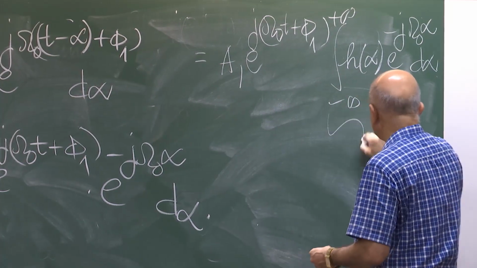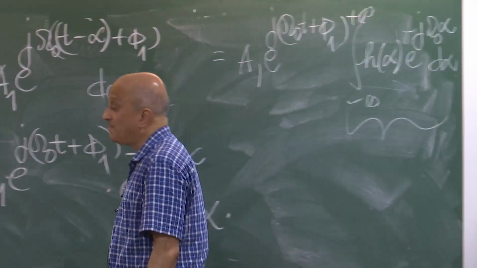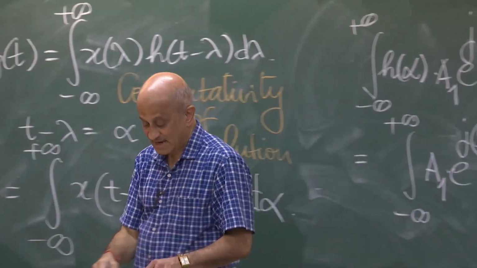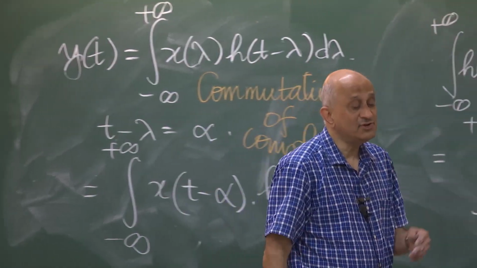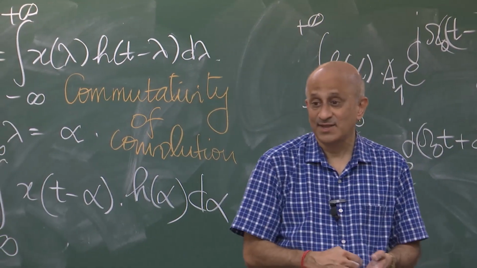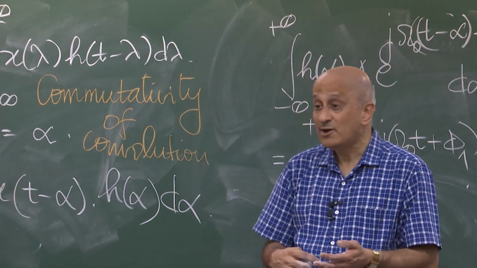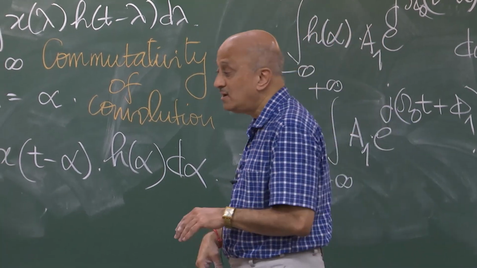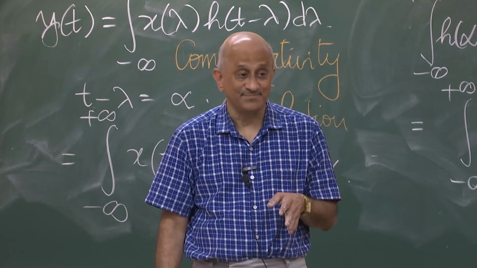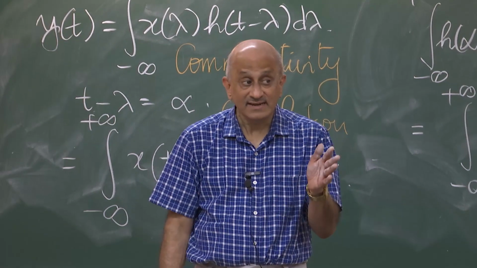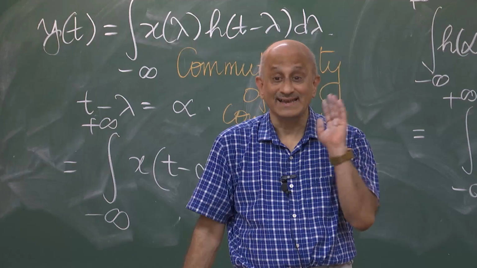And this is an integral which may or may not converge. It's an infinite integral, so we are not guaranteed. In fact, in general, convolution is an infinite integral. So, the convolutive integral may or may not converge, which means that when you give an input to a linear shift invariant system, you are not guaranteed the output is finite everywhere.